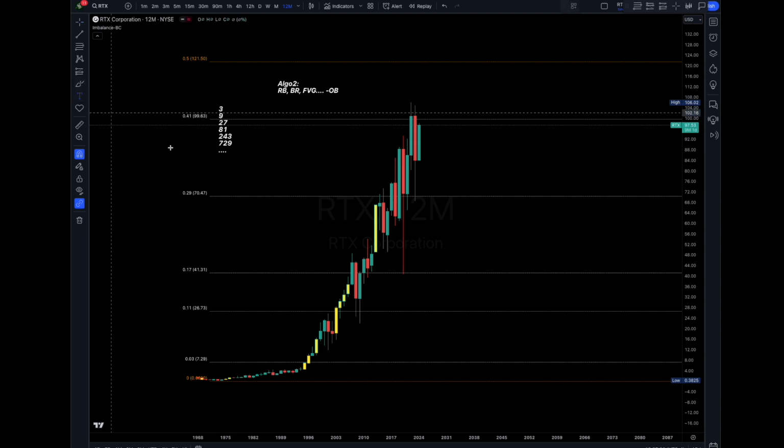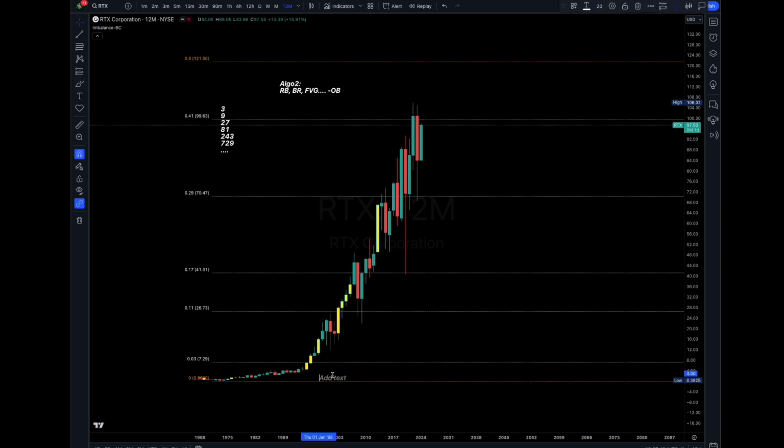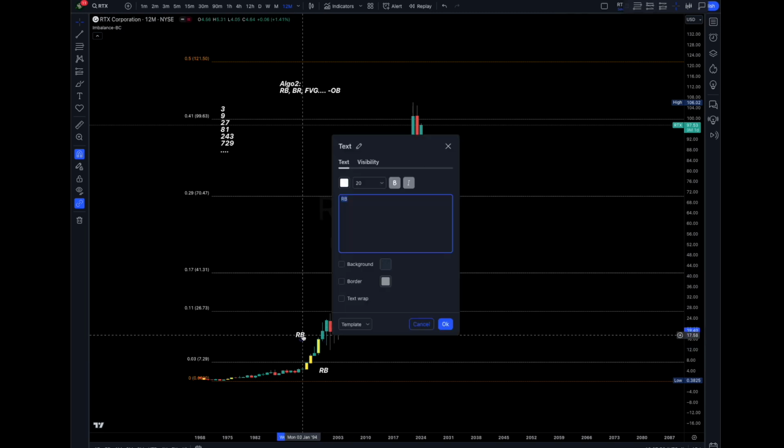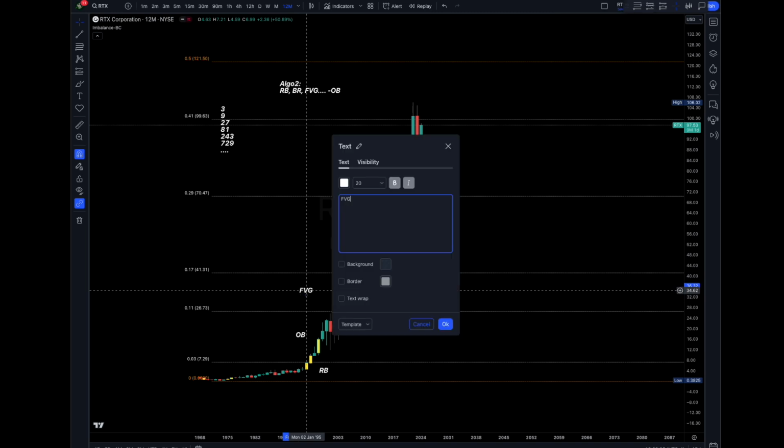So if I draw this out for you guys, or label this out for you guys, this would be the rejection block. Okay, this is a rejection block. Goldbach partition. This is the order block. There's the fair value gap partition. This is where we want to buy.